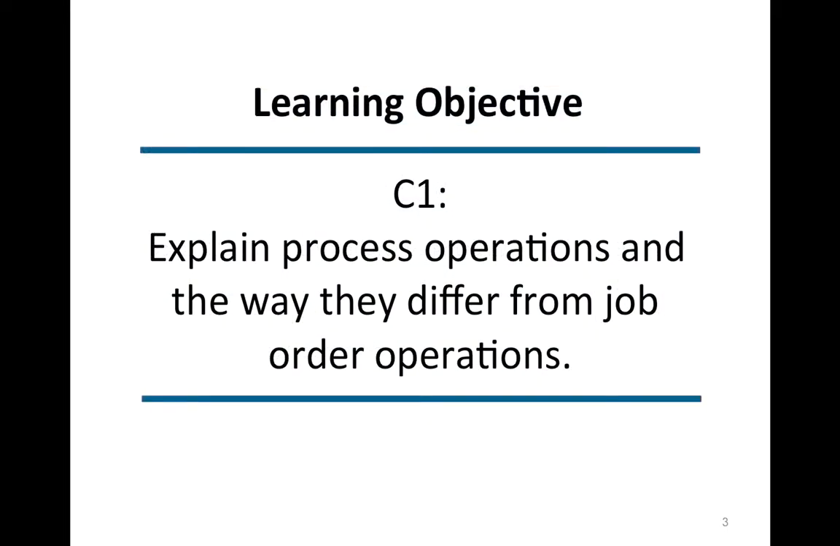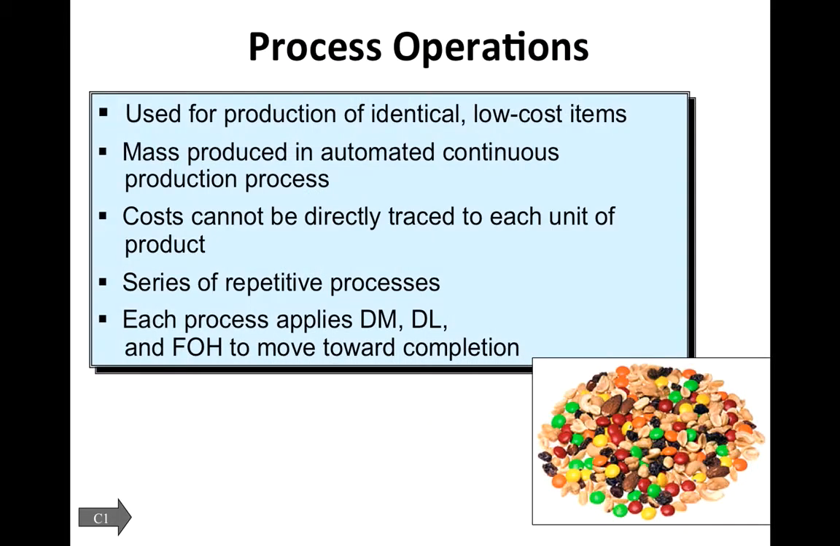Okay, so what is process costing? Here we are going to deal with items that are homogeneous, identical, low cost. They're mass produced in an automated continuous production process. So it's difficult, impossible, and not cost effective trying to trace cost to each final unit of production. It's pretty much a series of repetitive processes. So each process applies direct materials, direct labor, and factory overhead to move towards completion.